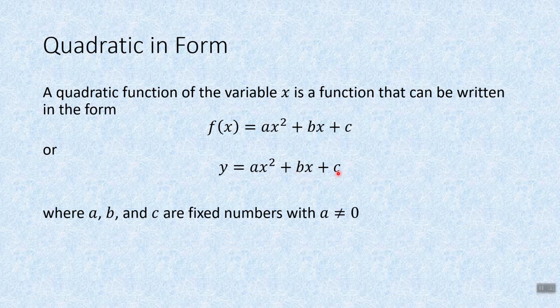So we'll have numbers here where a cannot be 0. What happens if a is equal to 0? 0 times x squared is 0, and we're just left with a linear function. So this condition, a cannot be 0, is specific to the items that we call quadratic functions. All right.